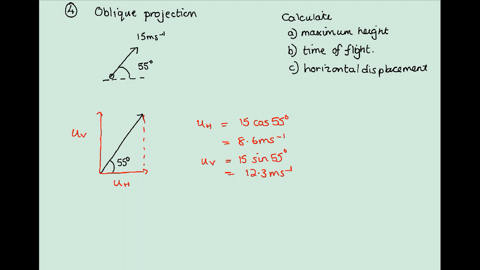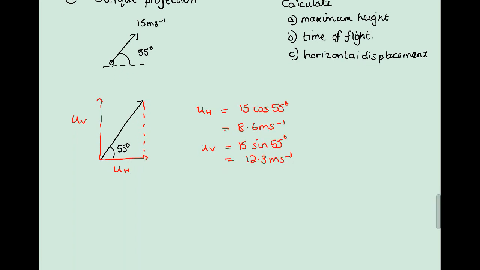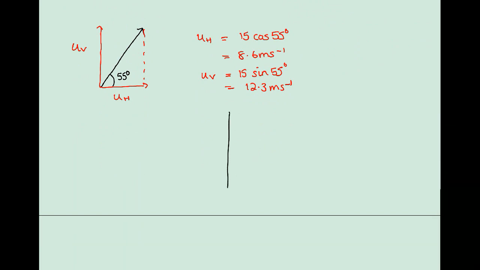Now, as before, because we're considering horizontal and vertical, I'm going to separate those out and deal with them separately. Horizontal on one side and vertical on the other. The first thing we've been asked to calculate is the maximum height, which we do using vertical information. So let's have a look at what we've got in the vertical. We know that our initial vertical speed is 12.3. We know that our acceleration is 9.81, and because we have an upwards velocity here and our acceleration is downwards, it's important to put in the negative here.